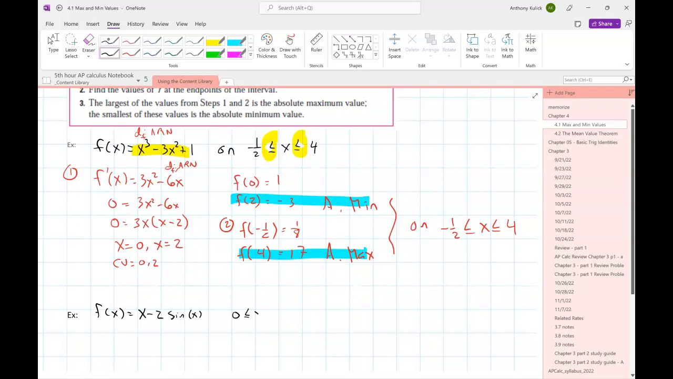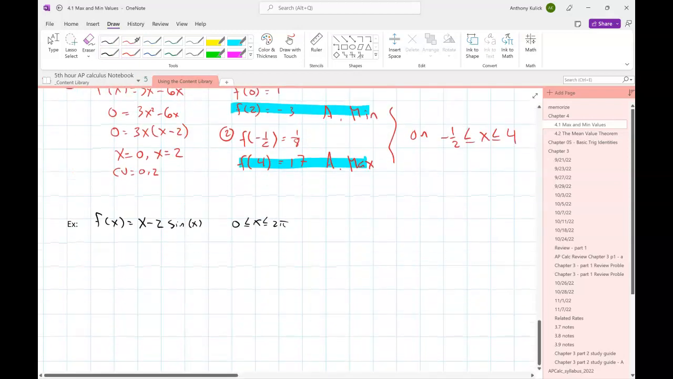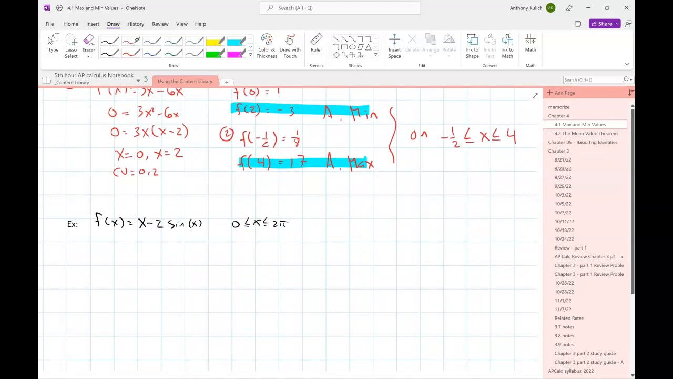So let's do one more, and that'll be all for today. Well, for this section anyways. So let's say our function is f of x equals x minus 2 sine x, and we're looking at the closed interval 0 to 2 pi. Okay, so let's go ahead and find the absolute minimums and absolute maximums.